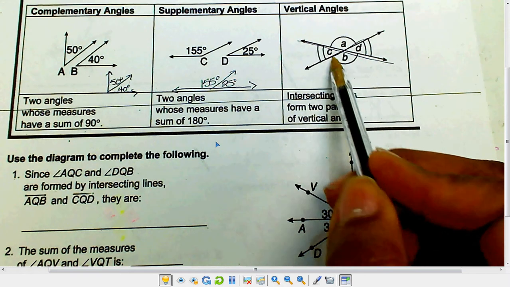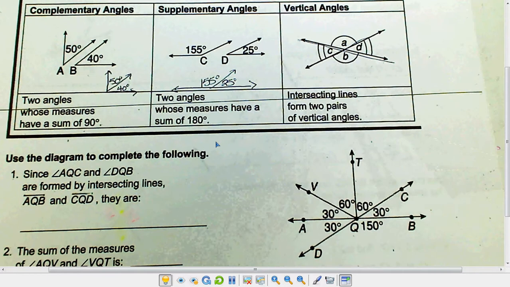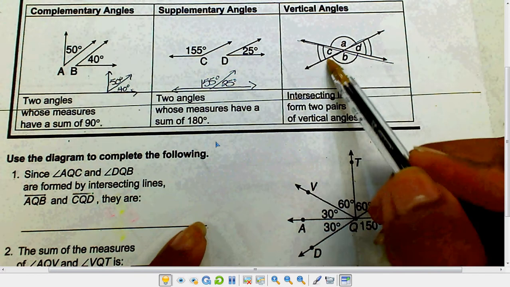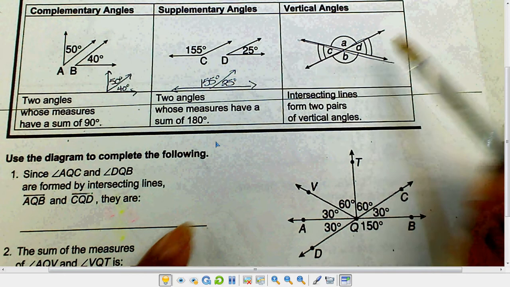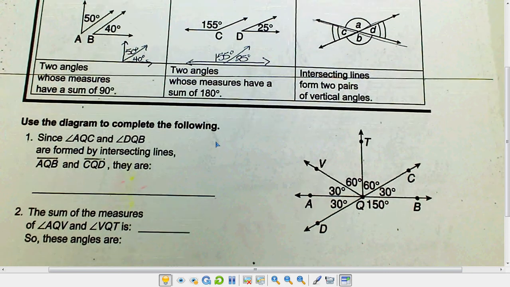And these little rings right here, since we see one ring for both A and B, that's telling you that those angles are congruent. And we see the two rings on both C and D, so it's telling you that C and D are congruent. So just to recap what we just talked about.